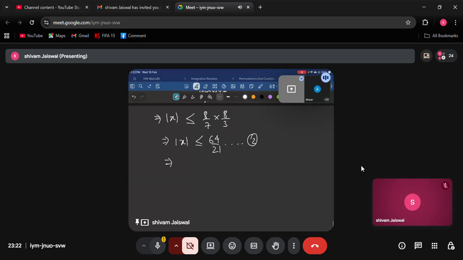Further, we can write it as x belongs to minus 64 by 21. Can someone tell me the intersection? Tell me, what is the intersection of 1 and 2? Can someone tell me?